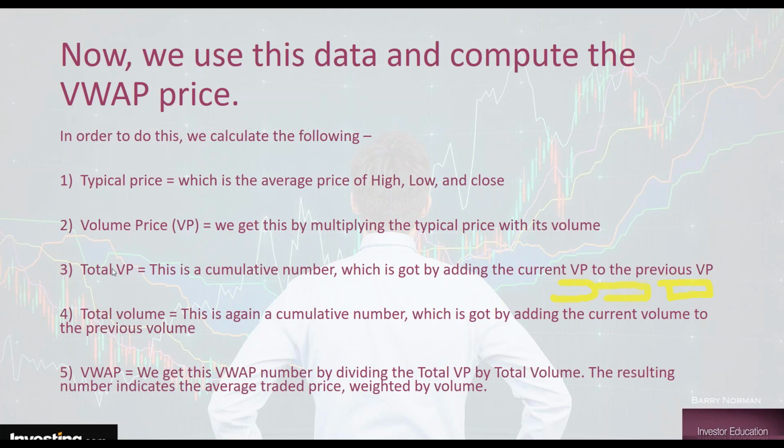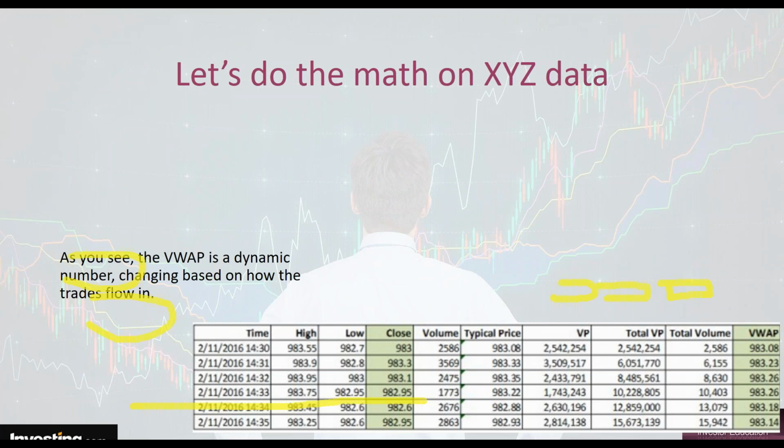So now we have our total VWAP and our total volume. Now we get the actual VWAP number by dividing the total volume into the total VWAP. And the resulting number indicates the average traded price weighted by volume. Okay. It's not that complicated. With a little calculator, you can do it relatively quickly. But you don't have to do it because all of the charts do this for you. It drops it on. But here we can actually follow it across.